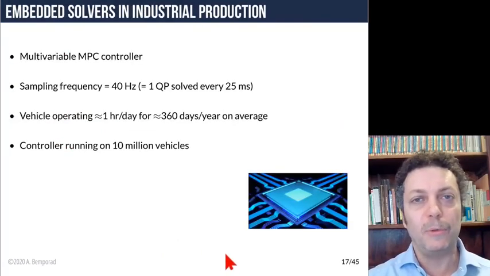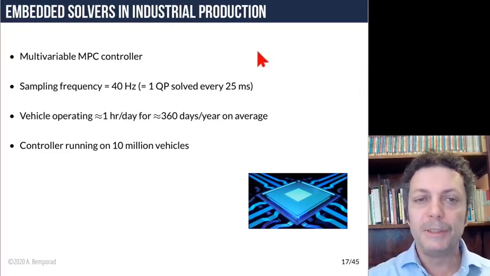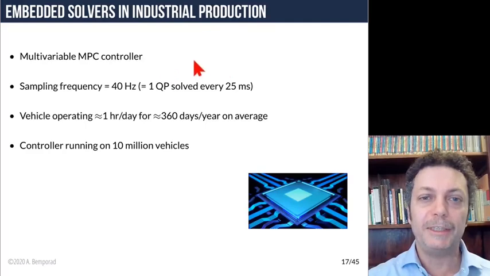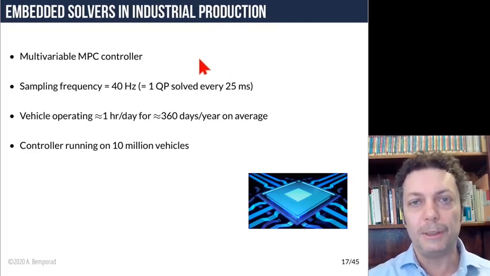Let me give you an example of why solving the QP problem accurately is important. This is actually an example motivated by a real application. So let's say you have a multivariable MPC controller that runs at 40 Hertz, which means that you are solving one QP problem every 25 milliseconds.